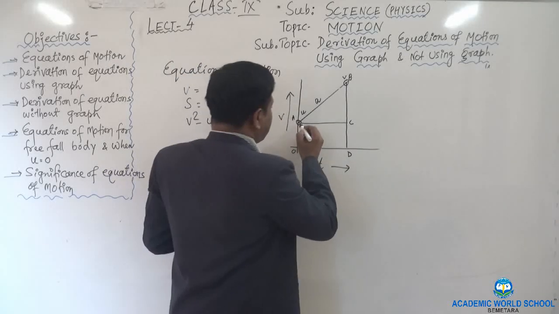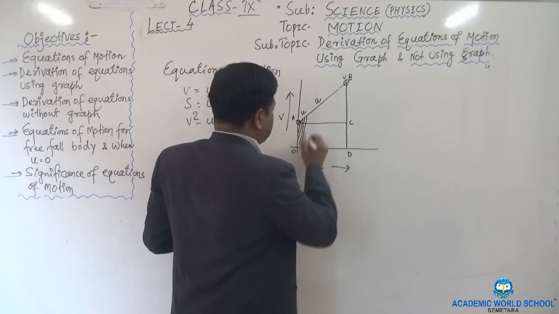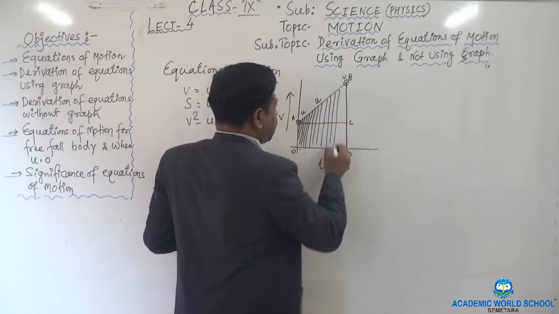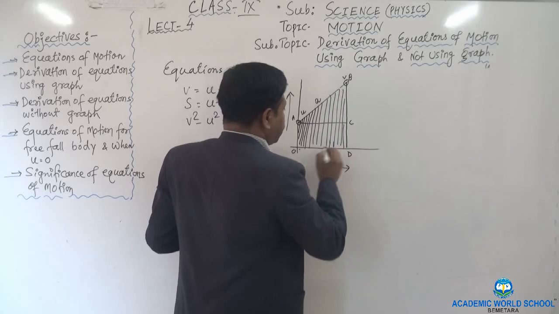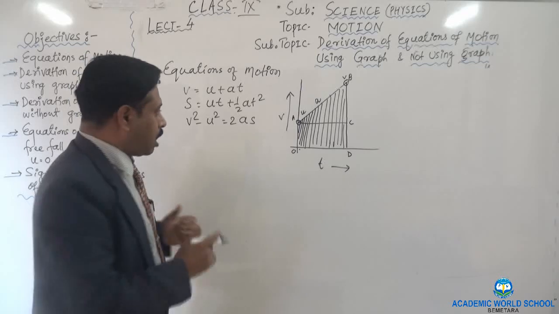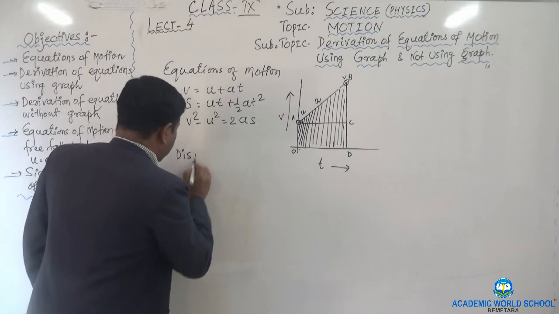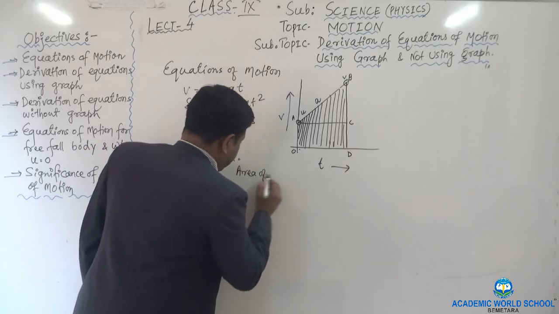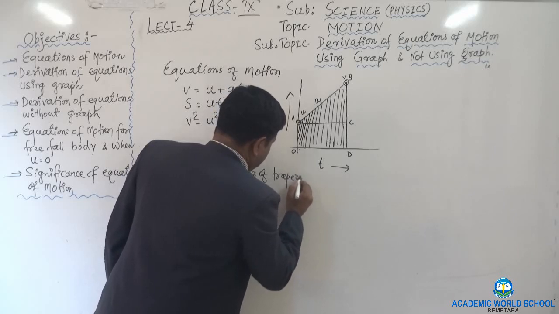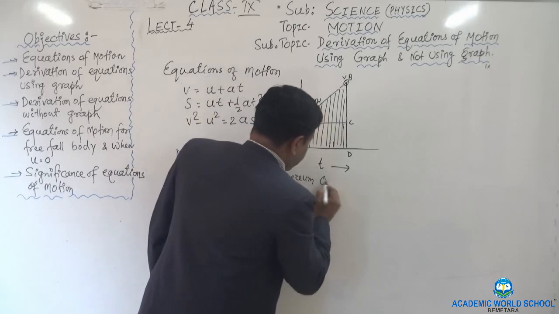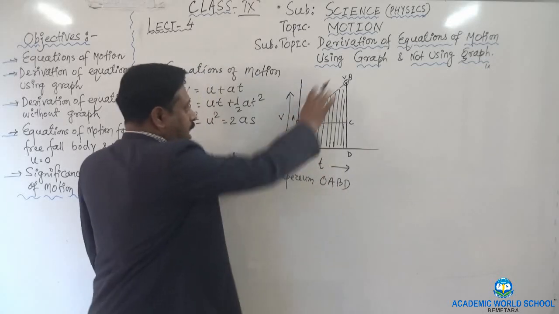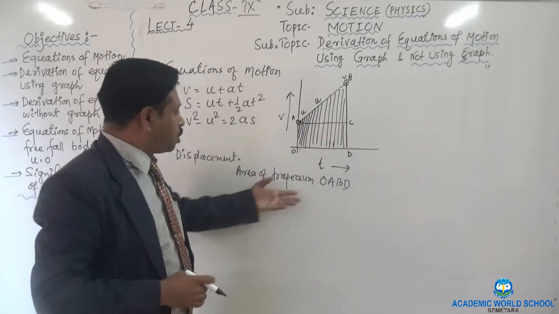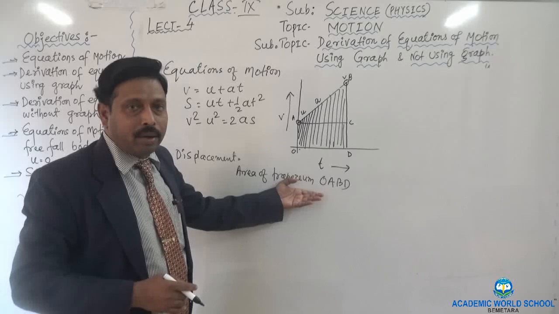Okay. But how to proceed? Here you see, I have to find out the area of the shaded portion. Okay. This is the shaded portion. Why find the area of the shaded portion? Because this shaded portion will give you the displacement. So let me write: the displacement is equal to the area of the trapezium, that is OABD. Because you see this shaded portion forms a trapezium OABD. So we have to find the area of the trapezium OABD.